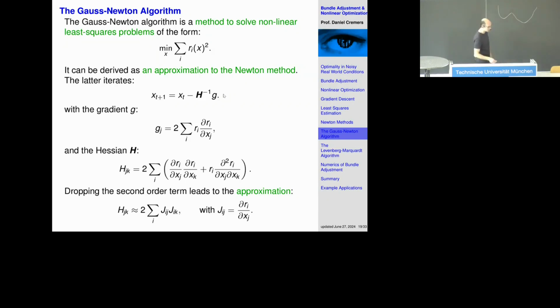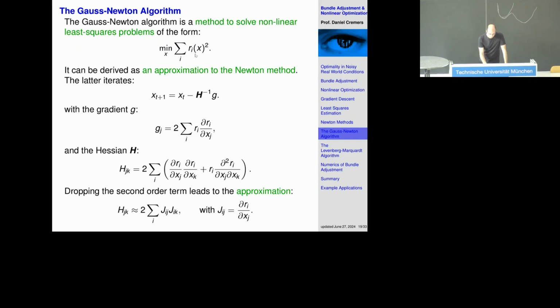Oh, there's only one color here. So basically we start somewhere, we fit a paraboloid, and we step always to the minimum of the paraboloid. And once we do that, this is the update step that you can derive. And now comes the key idea of the Gauss-Newton method.